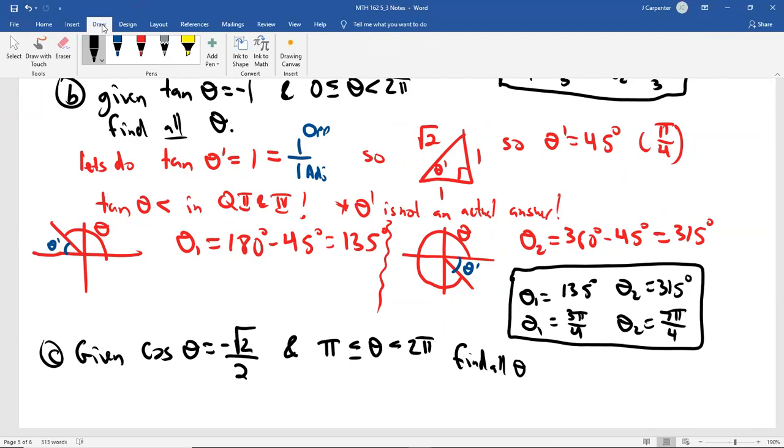So this one is unique for 2 reasons. First reason I already alluded to earlier, this is not in all 4 quadrants. This is just quadrant 3 and 4. So cosine is negative in 2 quadrants, which would make you think there would be 2 answers, but it's only negative in one of these 2 quadrants, which means we're only going to actually have 1 answer.